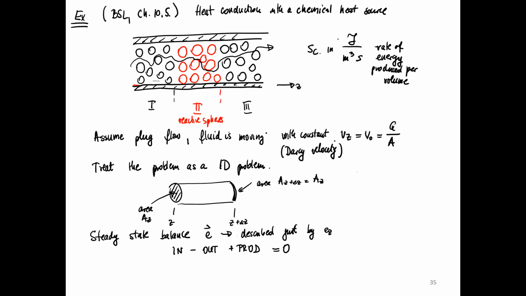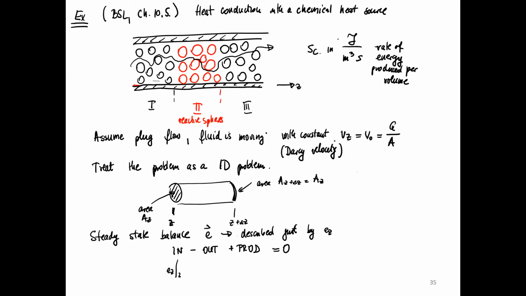So what's coming in at this end, or boundary, at Z for any small section of this reactor? Anybody?